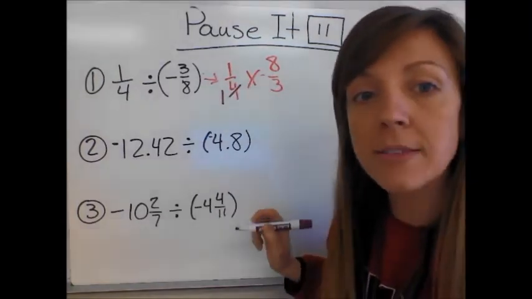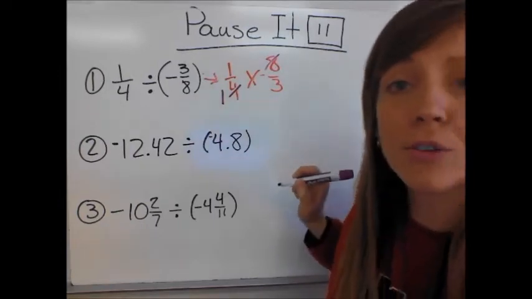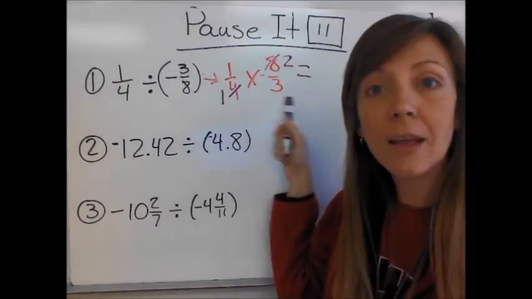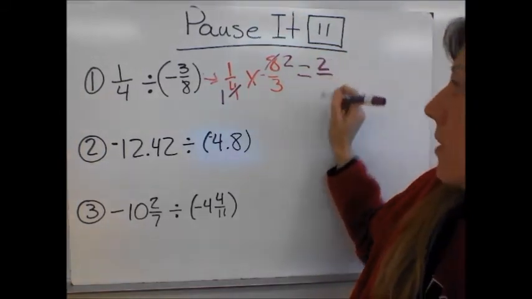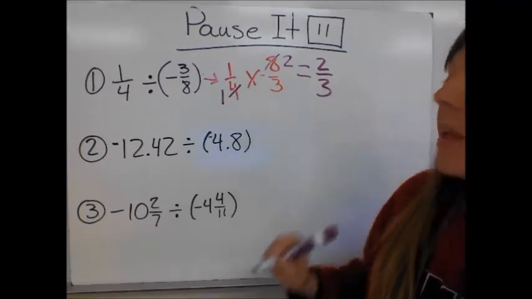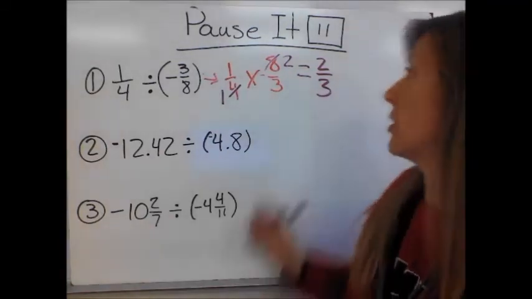4 goes into 4 once. 4 goes into 8 twice. 1 times 2 is 2. 1 times 3 is 3. And 2/3 is my answer.